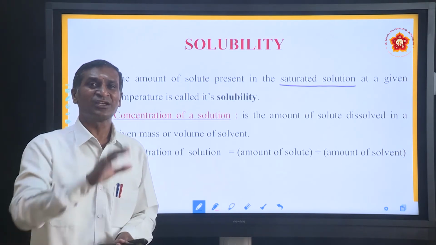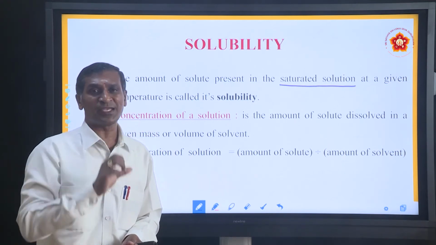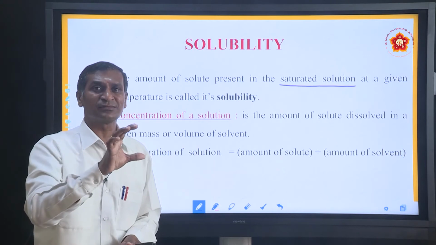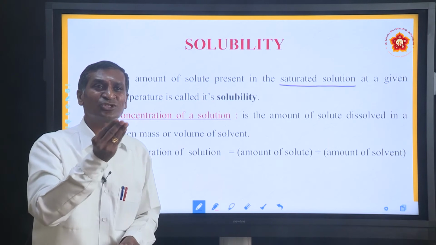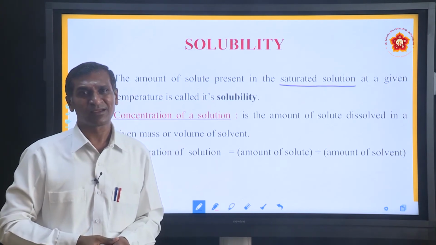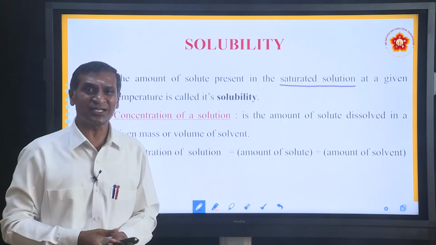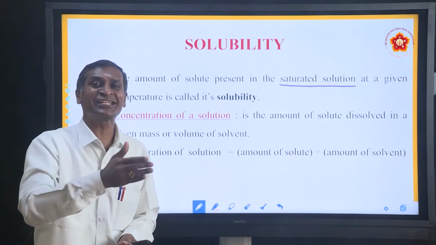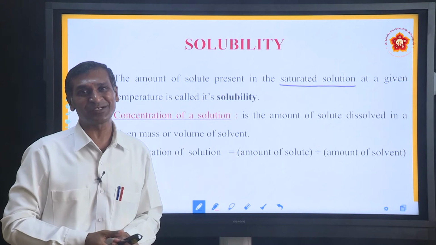Dear students, you have a sugar solution. In a 100 ml beaker, you have taken about 100 ml of water. To that you add 2 to 3 spoons of sugar. Then it is soluble. You go on adding to that more than 10 kgs of sugar. Will it be soluble in that water?